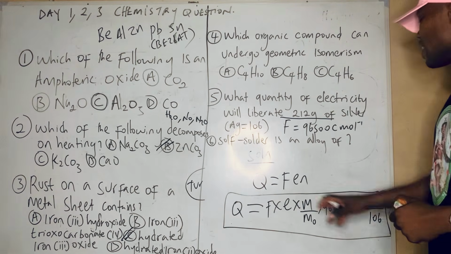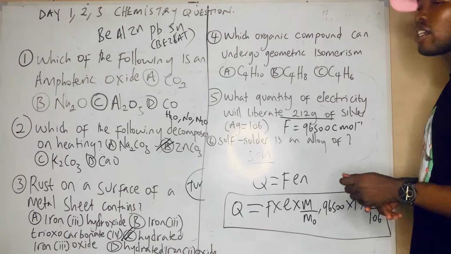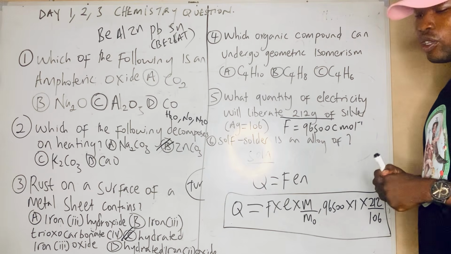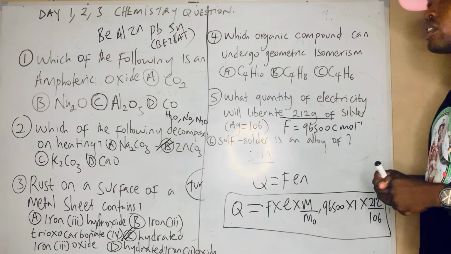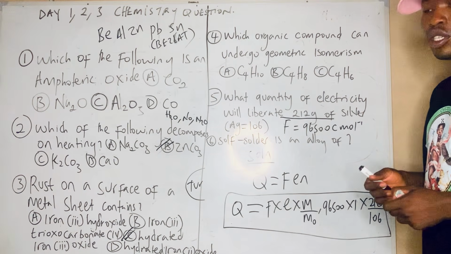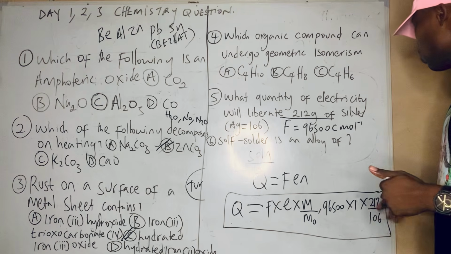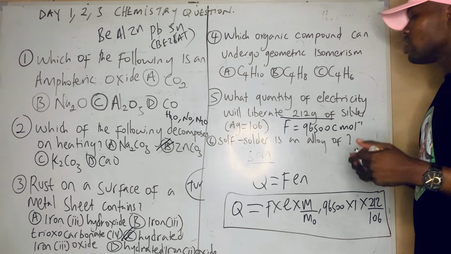If you are wondering where I get F from, 96500 is the Faraday constant. It's a constant. For the charge on silver, check your electrolysis topic in your textbook. The charge on silver is usually +1. It can be silver 2, but most times most silver salts are +1. Then AgNO3.